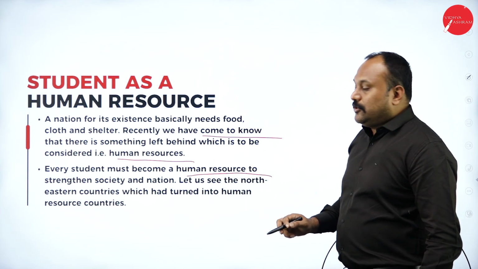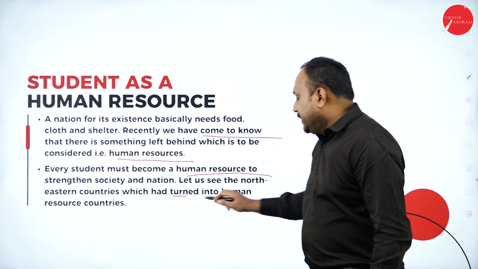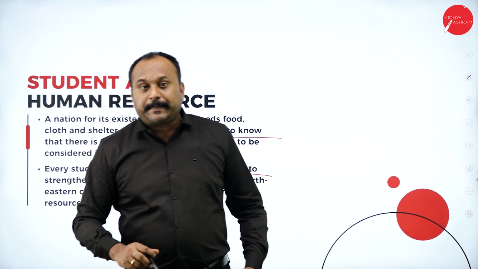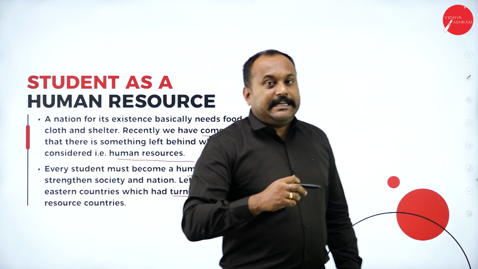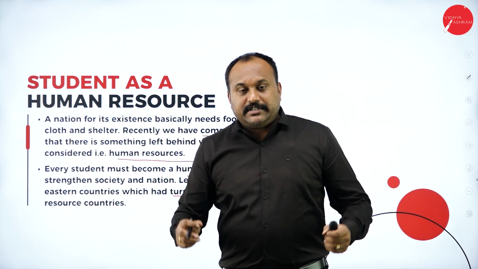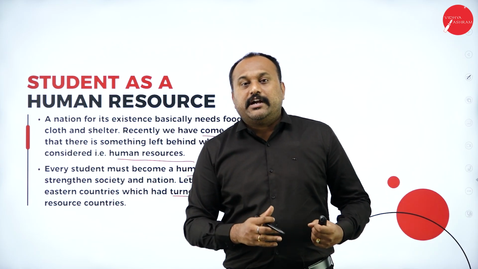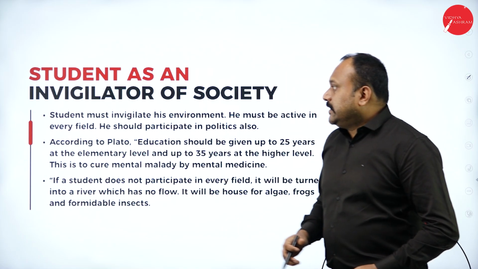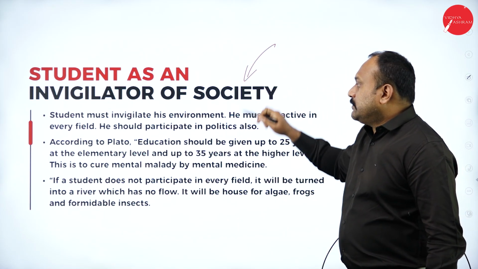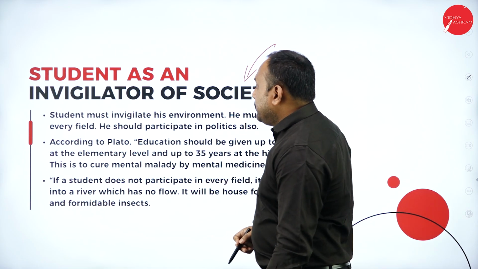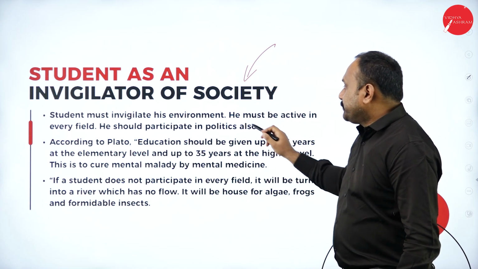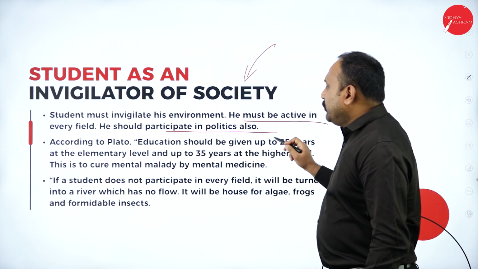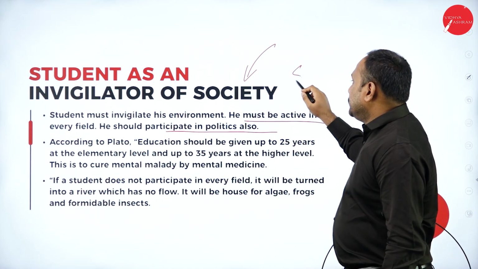Let us see the northeastern countries which had turned into human resource countries. Now please do understand, if we develop to the greatest efficiency that we can, then definitely one day India will be a developed nation. So students are the invigilators of society. Now how? A student must invigilate his environment. He must be active in every field. He should participate in politics also, that is always, she or he.